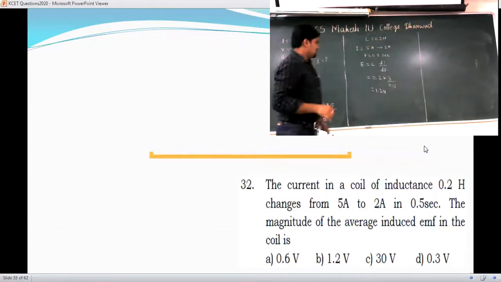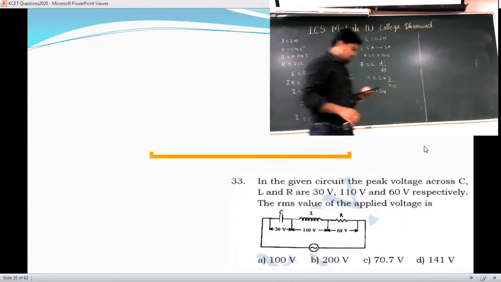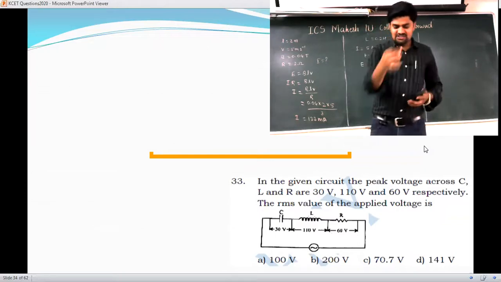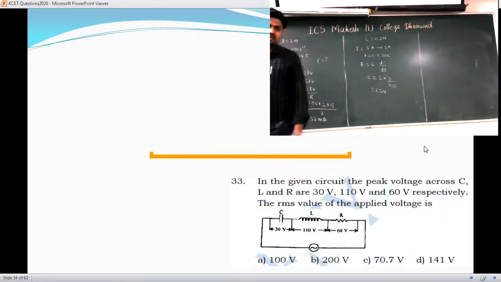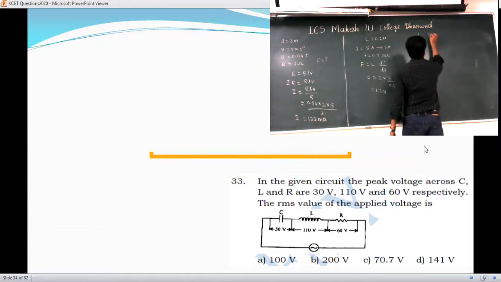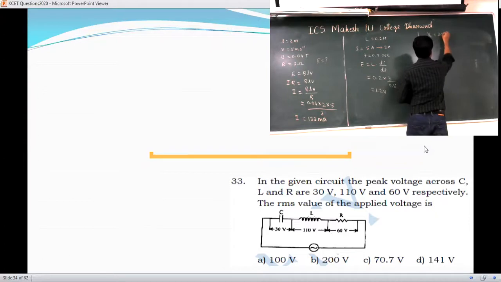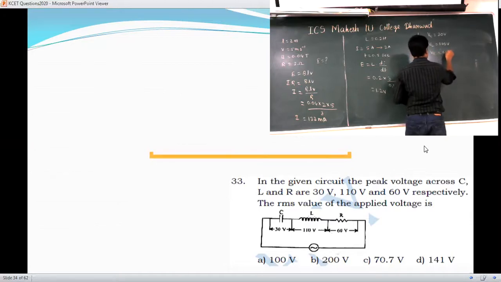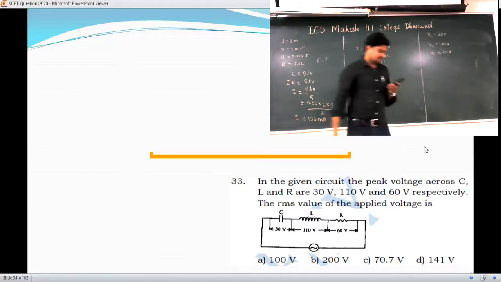Yes. Okay, we'll go to the next one, question number 33. So this is a series LCR circuit. In the question they have given the potential across the capacitor, that is VC is equal to 30 volt, and VL is equal to 110 volt and VR is equal to 60 volt. A series LCR circuit.